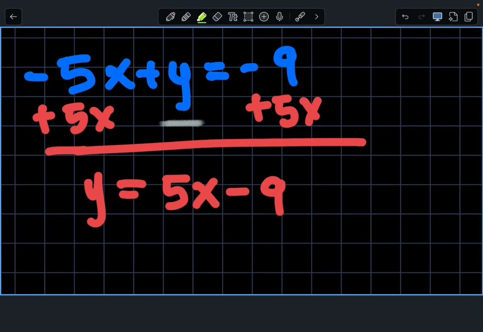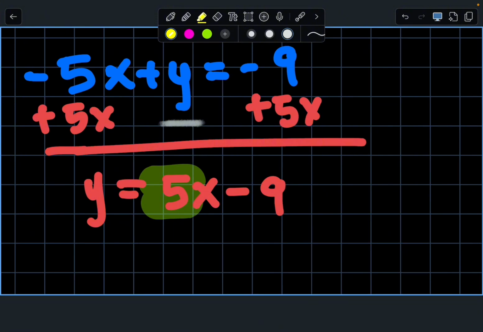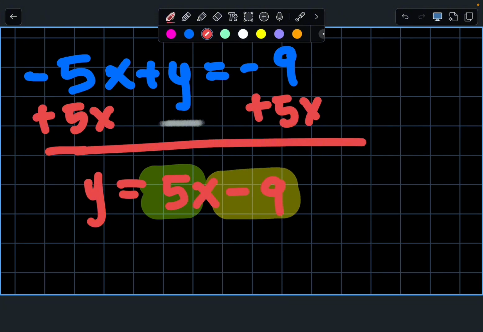Where we have 5 as your m value and negative 9 as your b value, right? So we're going to label these. m is equal to 5 and b is equal to negative 9.